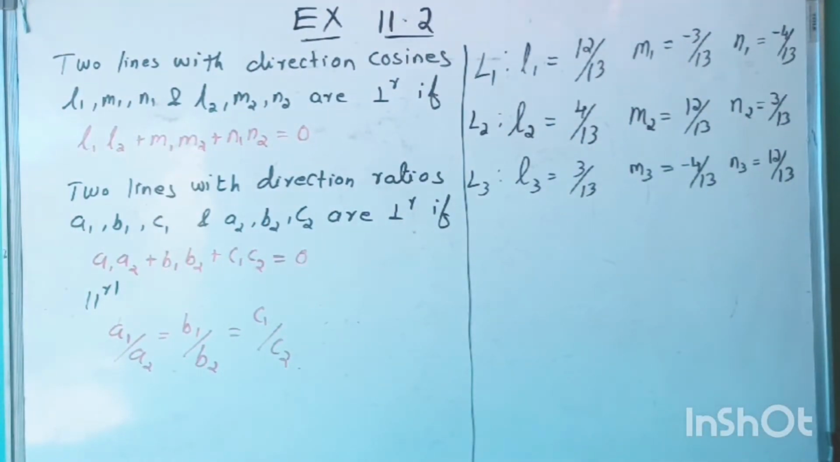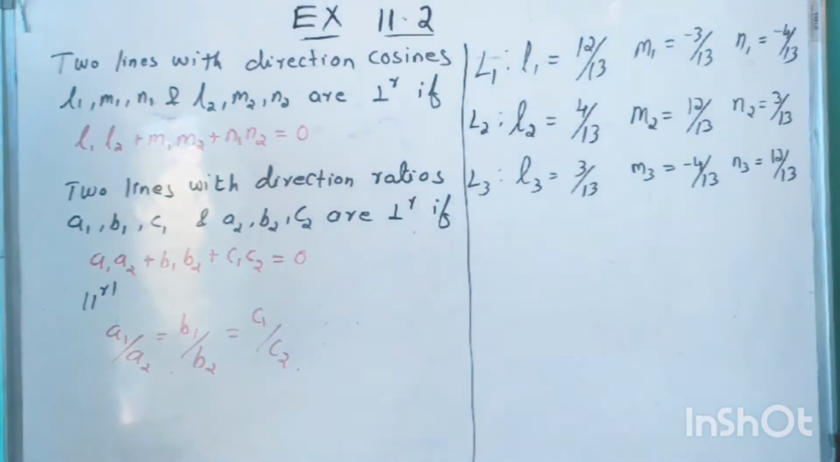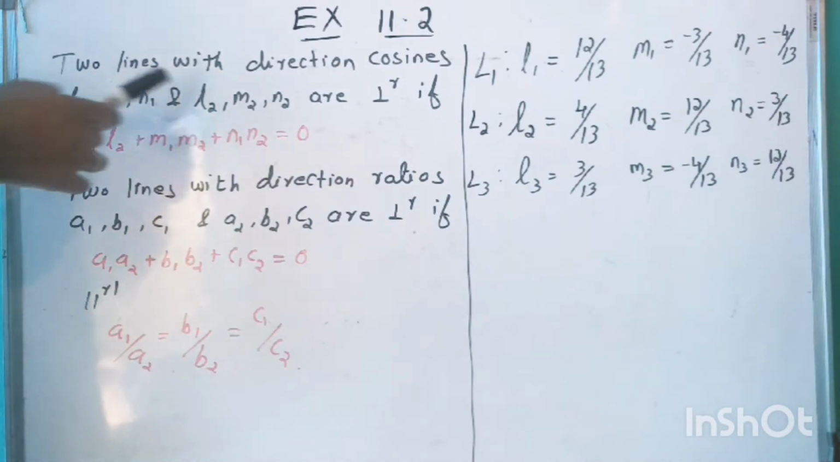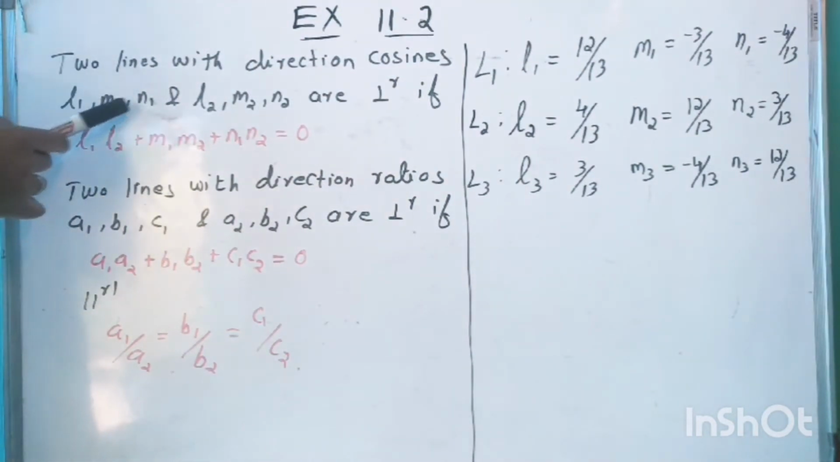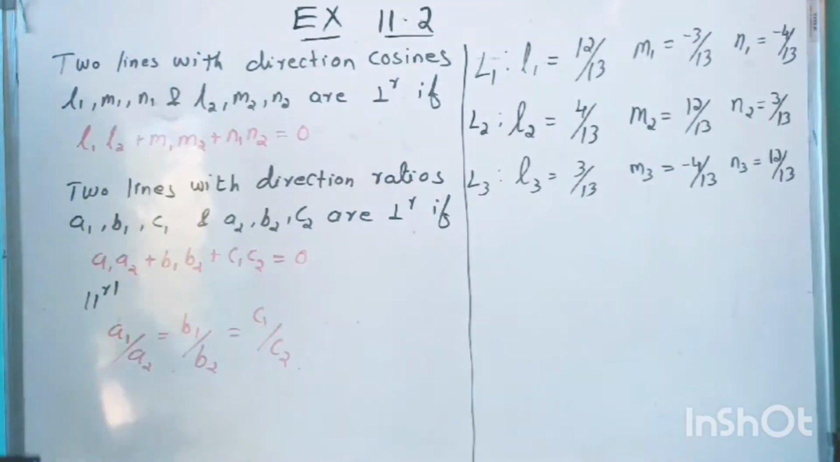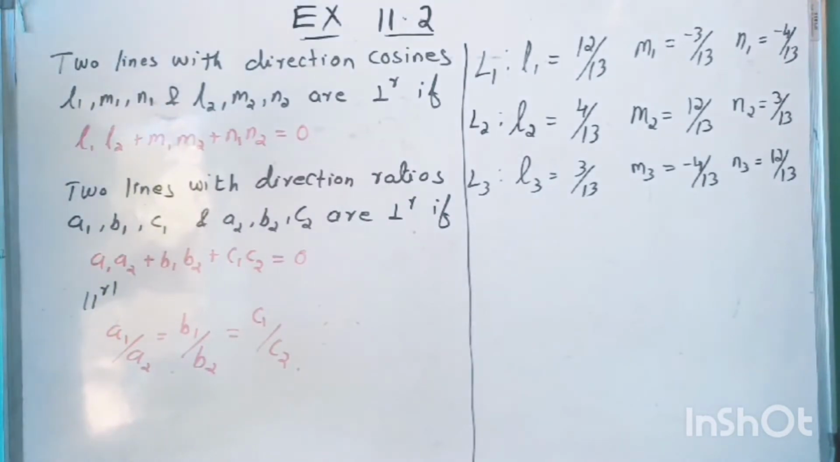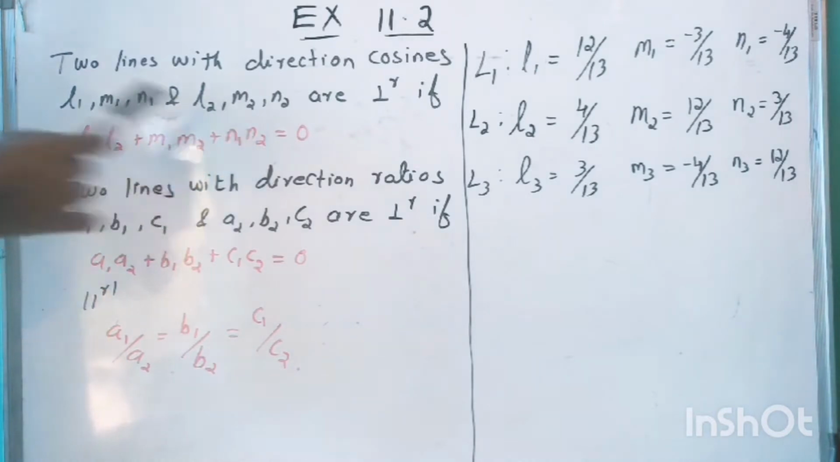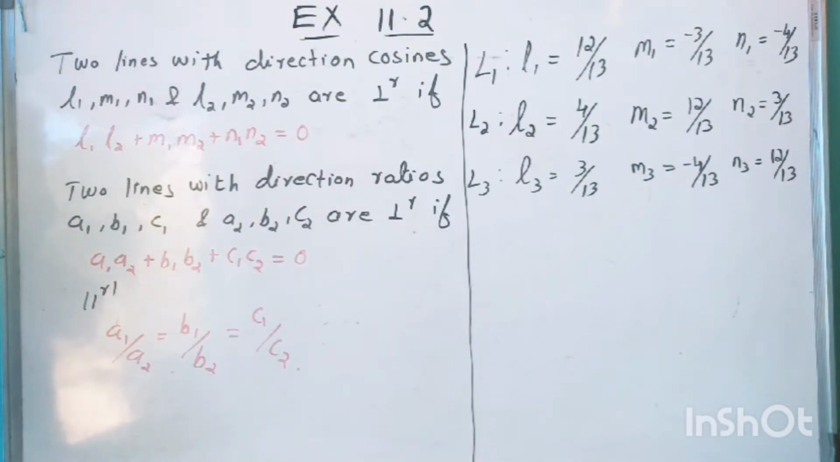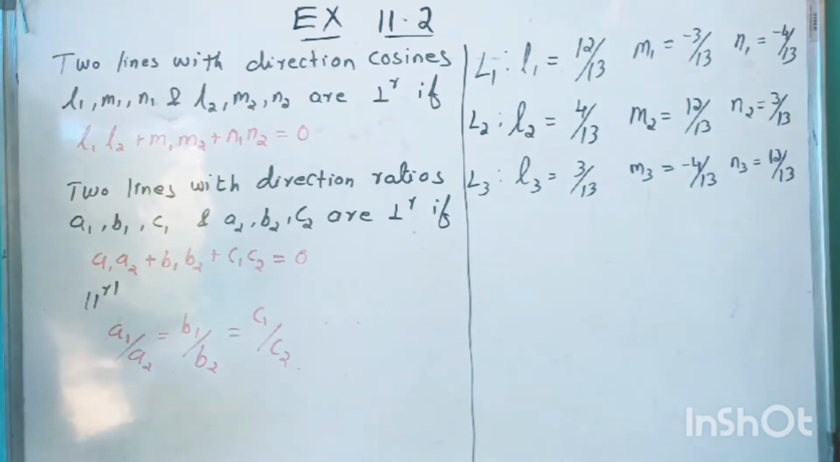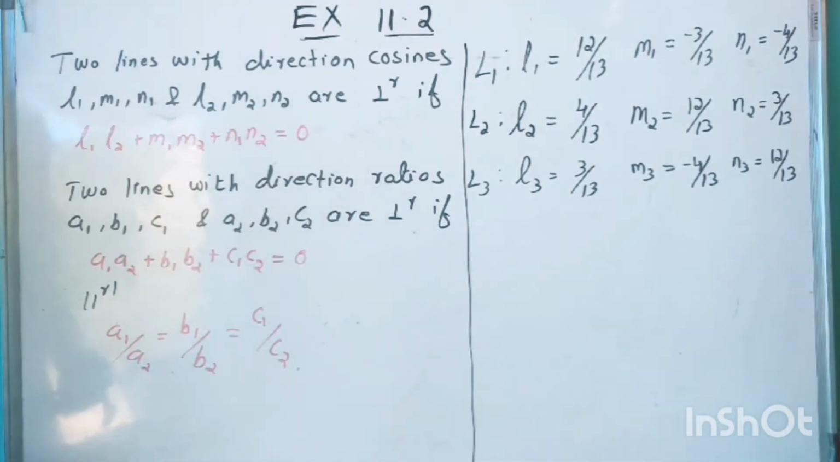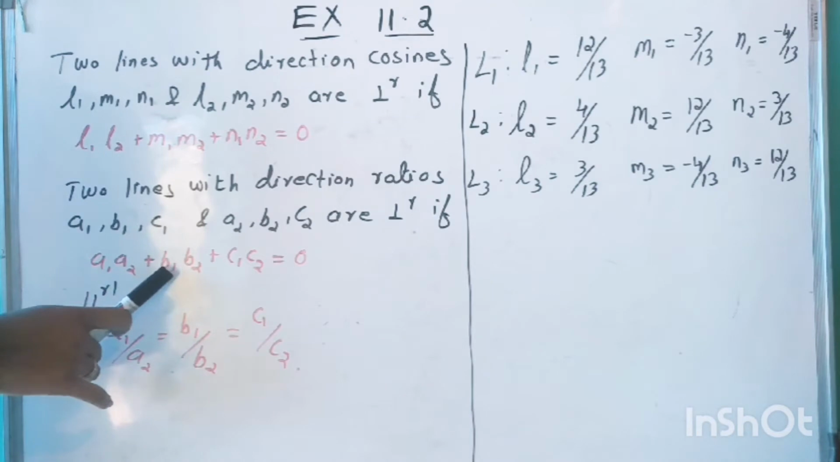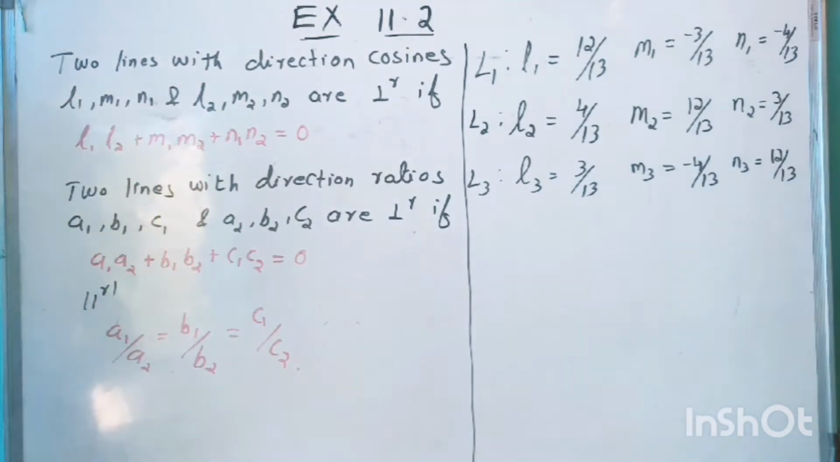Today we are going to discuss exercise 11.2 and these concepts we will use in exercise 11.2. So just listen. Two lines with the direction cosines L1, M1, N1 and L2, M2, N2 are perpendicular. That means if you want to prove two lines are perpendicular and the direction cosines are given, then you need to prove L1 L2 plus M1 M2 plus N1 N2 is equal to 0. And instead of direction cosines, if they gave direction ratios, then you need to prove A1 A2 plus B1 B2 plus C1 C2 is equal to 0.